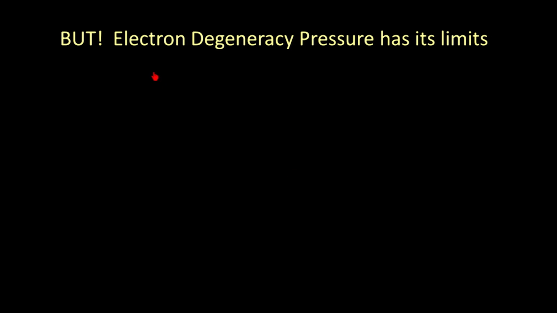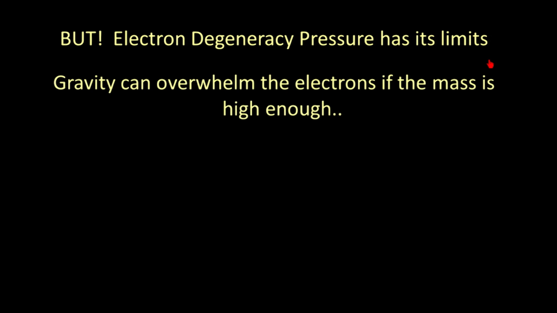He said, well, can gravity be so powerful that it can overcome what the electrons are resisting? In other words, the electrons have the ability to resist the compression due to gravity, but is their strength infinite, or can gravity become powerful enough to overcome what the electrons are trying to resist or avoid? And it turns out the answer is yes. Electron degeneracy pressure has its limits. If gravity is powerful enough, the electrons can actually be overcome and gravity can overwhelm the electrons.